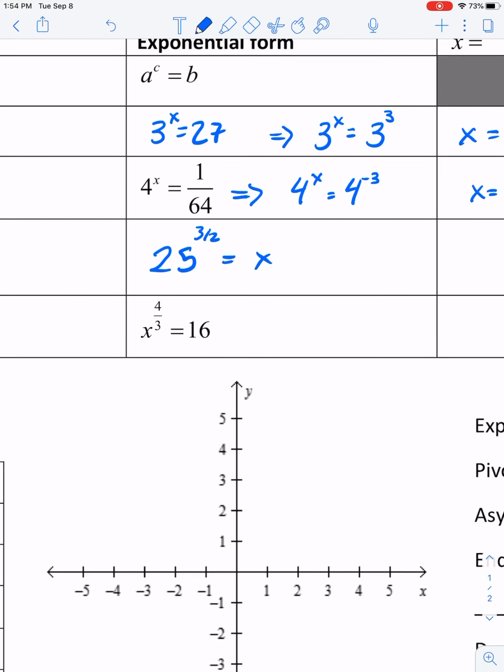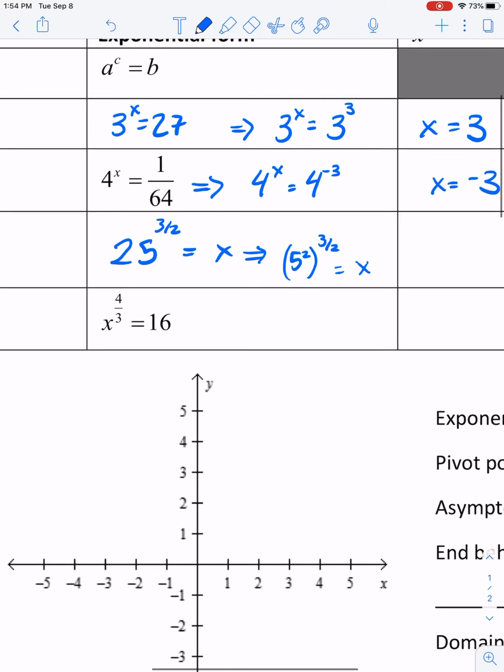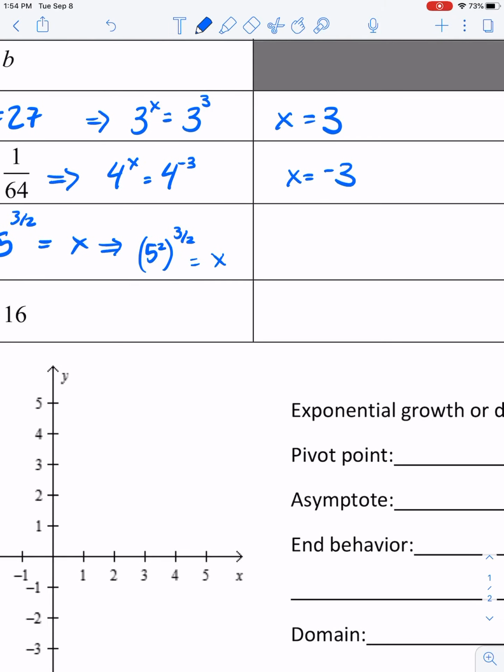Okay, so now let's go back to what this is telling us. I know this implies 25 is 5 squared, so 5 squared to the 3 halves is equal to x. Notice I have a power to a power, and I can multiply my exponents. So this will give me 5 to the third, which means x is equal to 125.